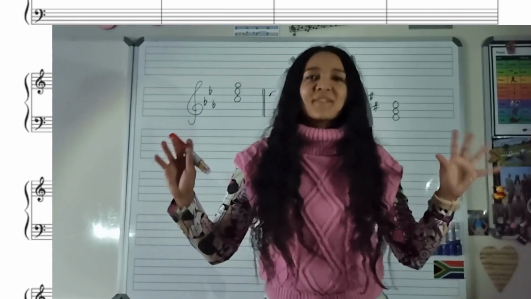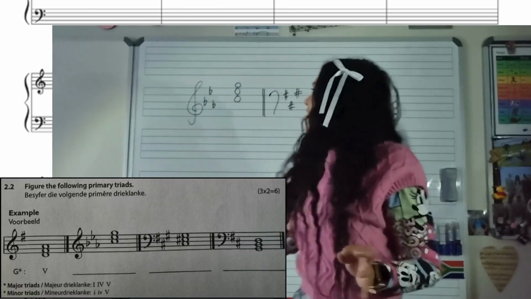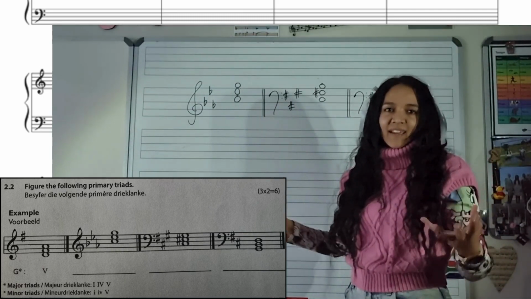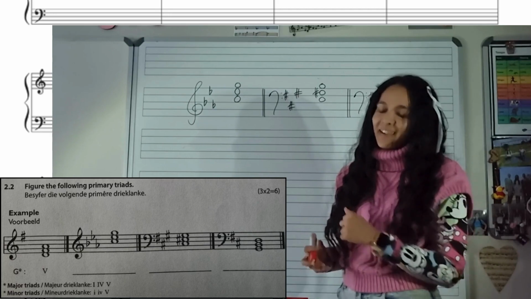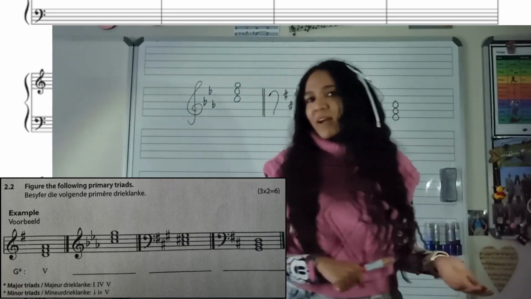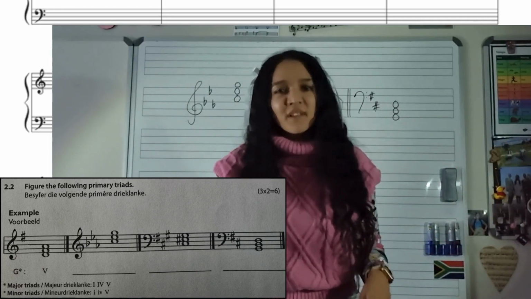Question 2.2 asks us to figure out the primary triads that they give us. They will give us 3 versions of triads. So remember, yet again, we have to know our keys and key signatures here because they could either be in a major key or a minor key. But the very key thing over here is that they tell us that we are dealing with primary triads.